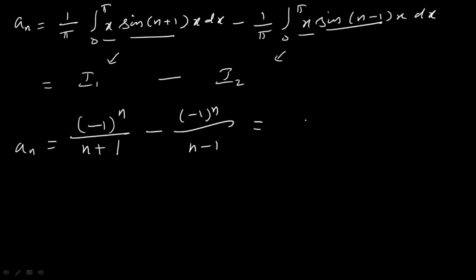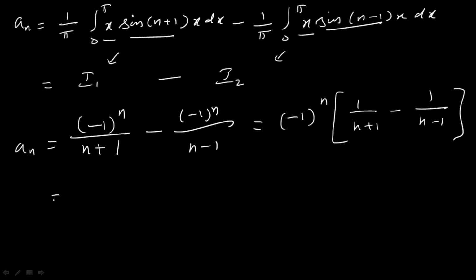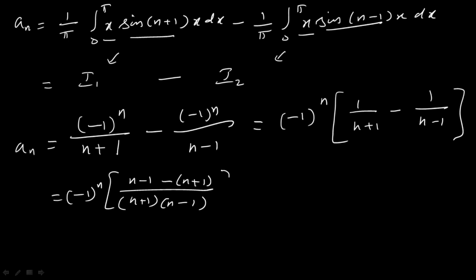So let me simplify this. What we are going to do, you have to take minus 1 whole power n as a common term, take it outside. So you have 1 by n plus 1 minus 1 by n minus 1. Let me take an LCM. So if you take an LCM, what happened? Minus 1 whole power n, denominator, you have n plus 1 product n minus 1. So cross multiplying this first term, you have n minus 1 minus of n plus 1. You just cross multiply this, okay? So in the numerator you have n minus 1 minus of n plus 1.